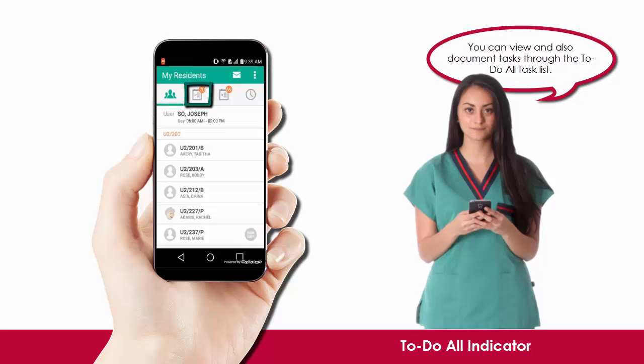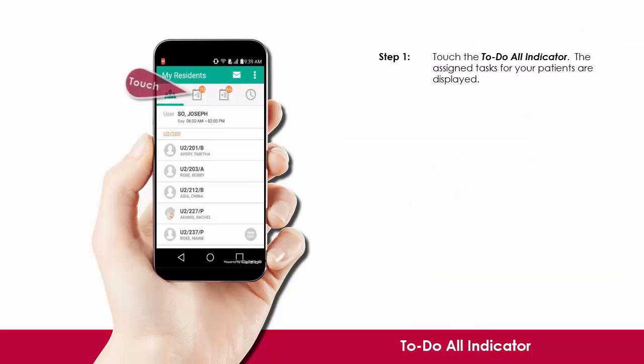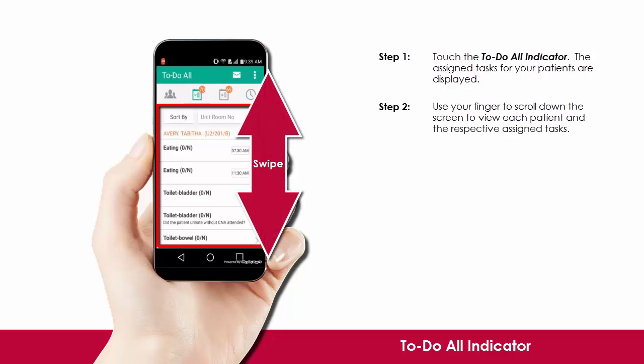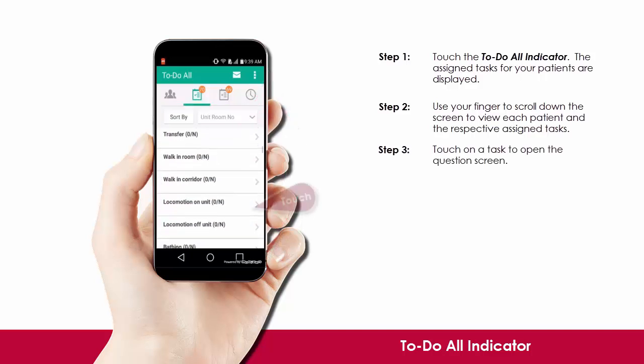You can view and also document tasks through the To Do All task list. To access the list and document patient tasks, follow these steps. Step 1. Touch the To Do All indicator. The assigned tasks for your patients are displayed. Step 2. Use your finger to scroll down the screen to view each patient and the respective assigned tasks. Step 3. Touch a task to open the question screen.